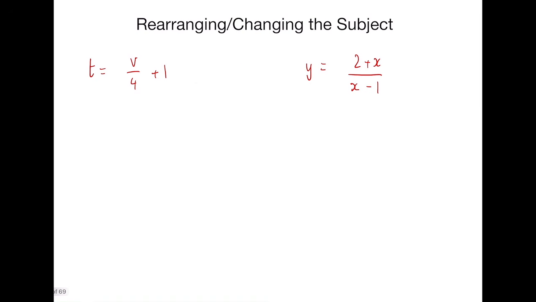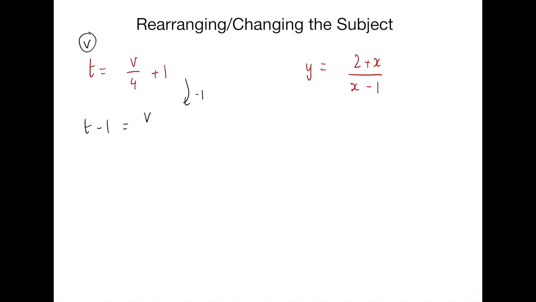Next on our list is changing the subject / rearranging. This kind of is very similar to the solving equations, but sometimes can be a little bit harder because it has a couple more letters. So for this one, we want to make v the subject. So what we would do straight away is take away 1. T minus 1 equals v over 4.